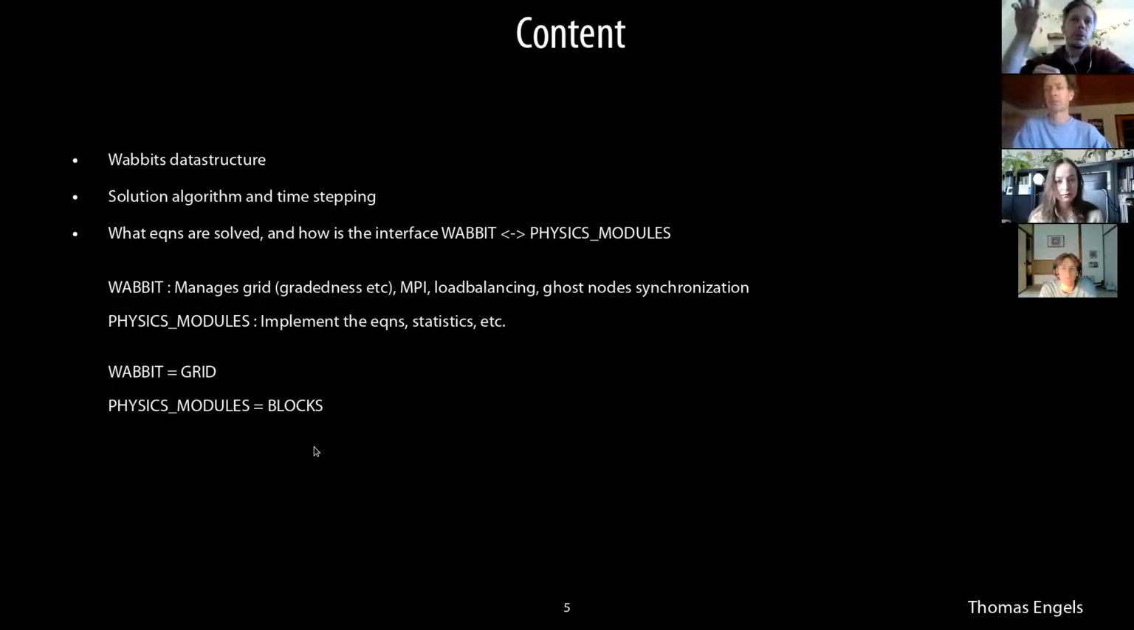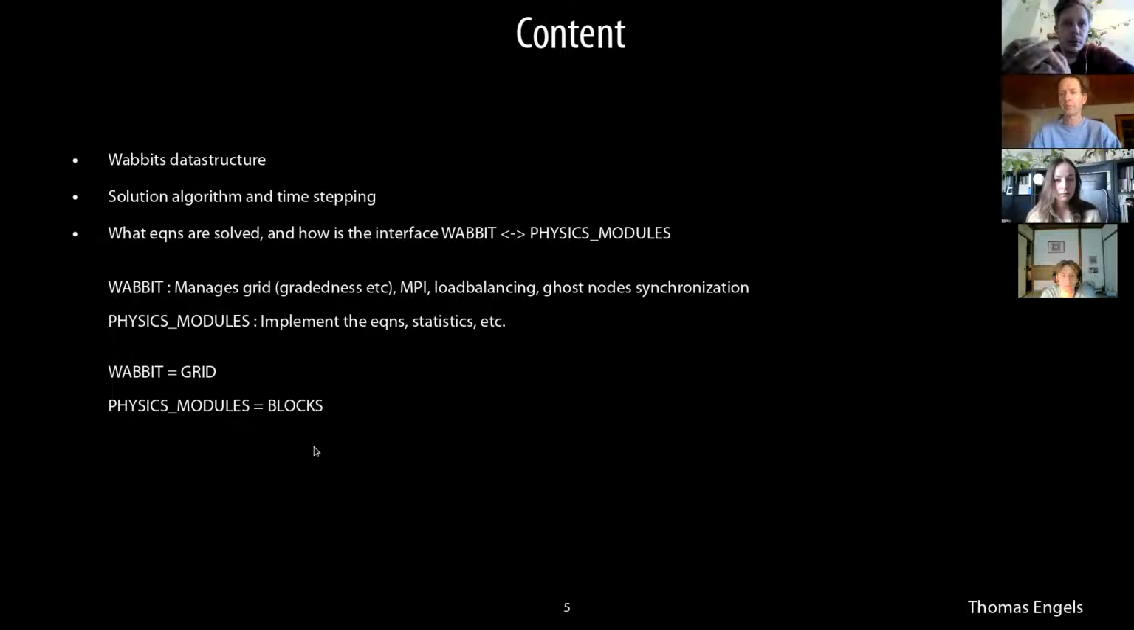I'm using the terminology that we use in the code here, which is sometimes a little bit, well, let's say clumsy, but I just keep the same words that we use in the code. Right from the start, we distinguish between WABBIT and the physics modules, and WABBIT is the part of the code that manages the grid. So it is responsible for everything happening on MPI, load balancing, ghost node synchronization. We will go into more detail later. And it ensures that the grid is adapted to the local solution.